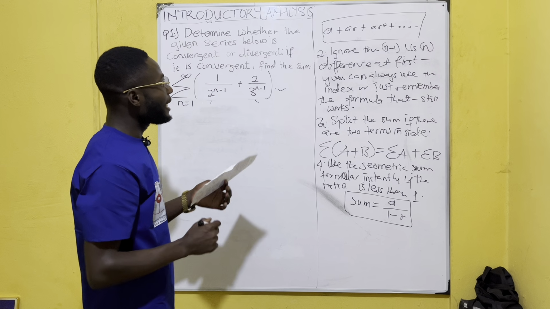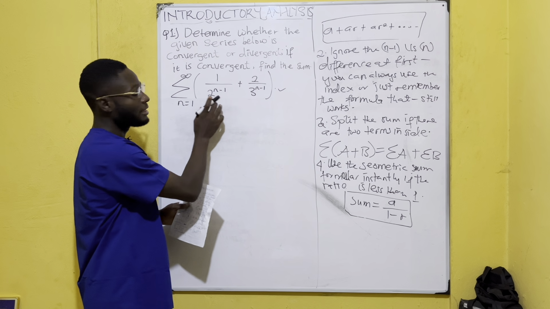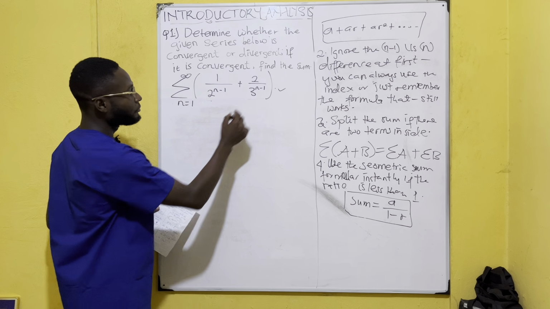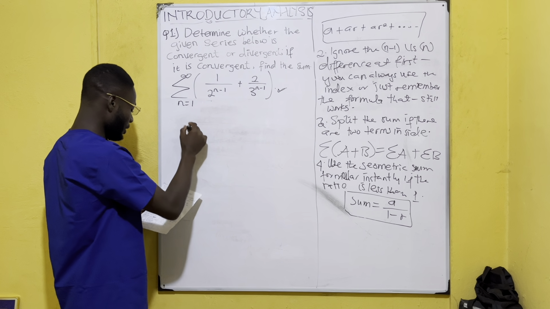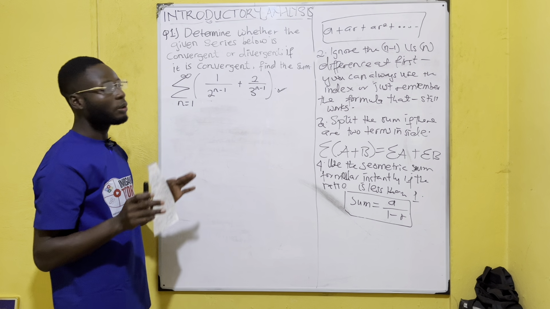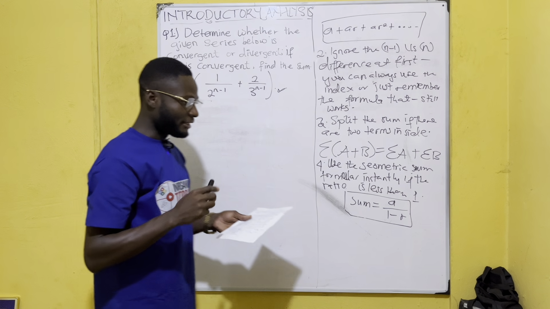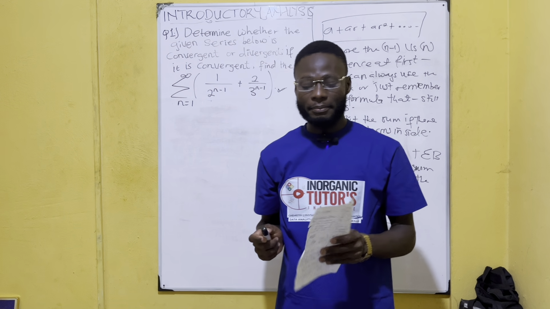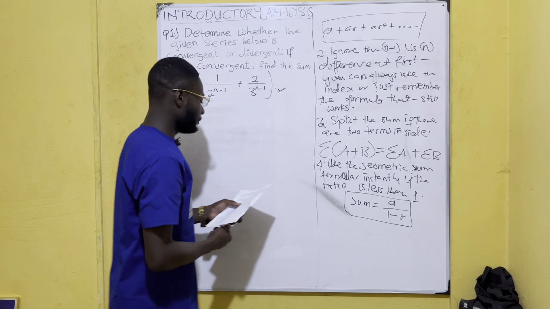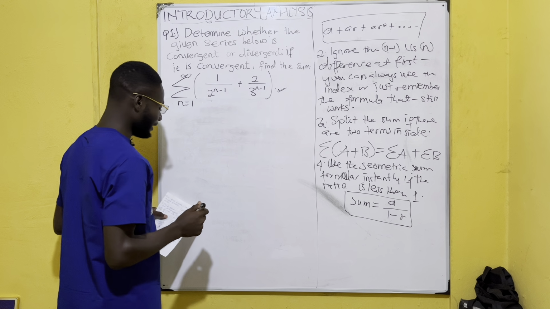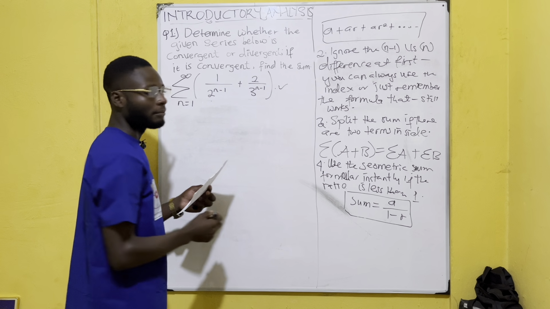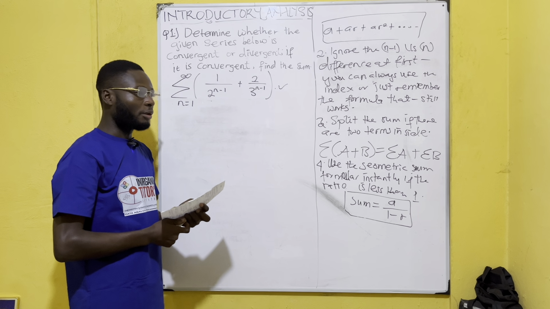Okay, so let's analyze the problem that we have. Since we are asked to determine whether it is convergent or divergent, and if it is convergent, then find the sum, let's consider these steps. Now we write the series in a standard form. We have to rewrite this series in a standard form. How do we do that?